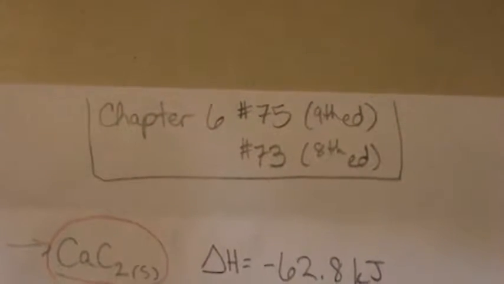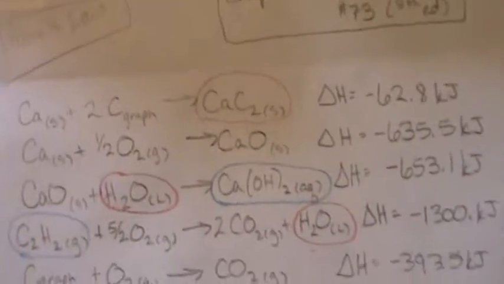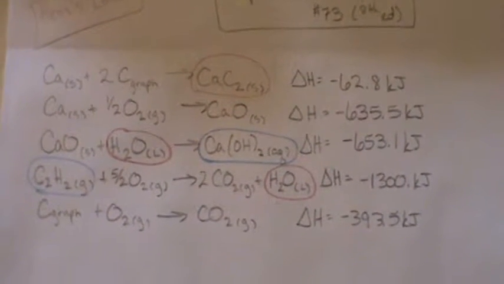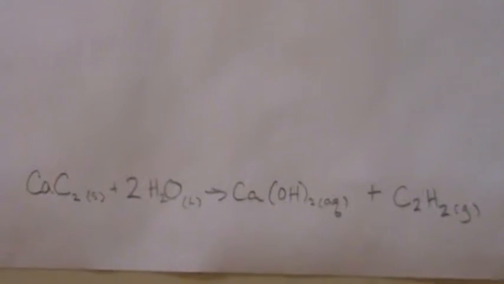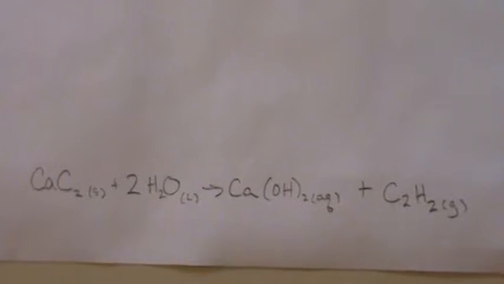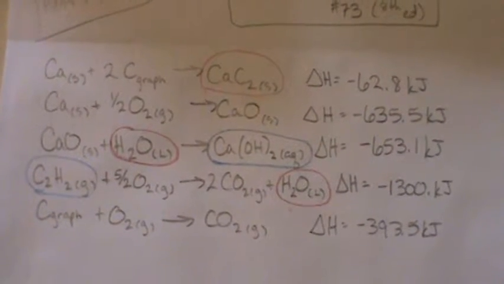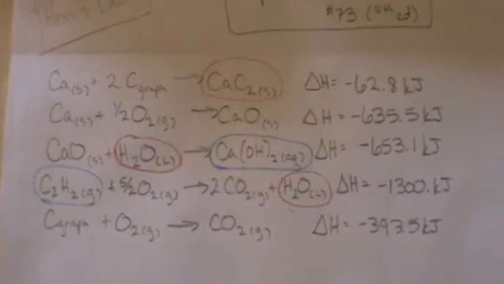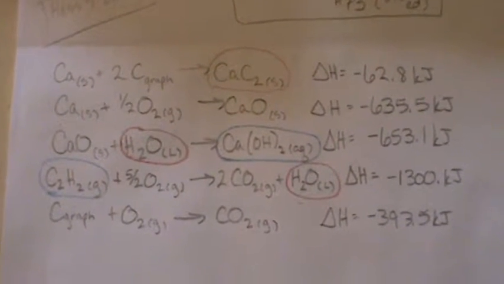We're doing chapter 6, problem 75 in the 9th edition and 73 in the 8th edition. This is a Hess's Law problem, and it's a really big Hess's Law problem. What I've done is I've copied out all the equations from the textbook along with the final equation that we're working towards. Okay, and I have found my reactants and products. I've circled all my reactants that I need in red and the products that I need in blue. That's going to give me a starting point to work with.